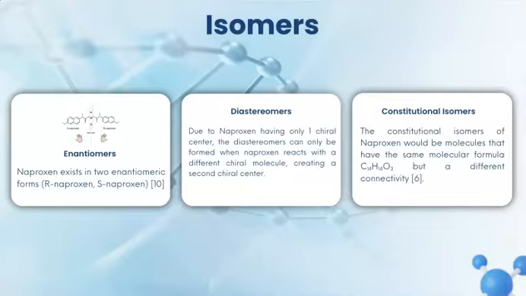When looking at isomers, as we just reviewed, naproxen has an R and S configuration at the central chiral carbon, so it does exist in two enantiomeric forms. Diastereomers would form if naproxen reacted with a different chiral molecule, thereby creating a second chiral center. And constitutional isomers would be molecules that share the same molecular formula as naproxen, but with a different connectivity.